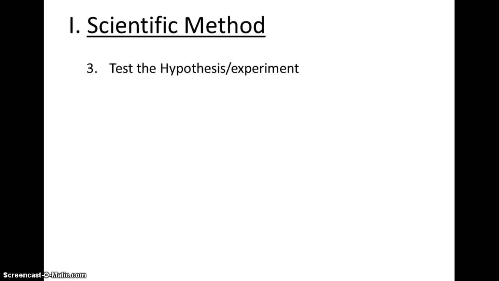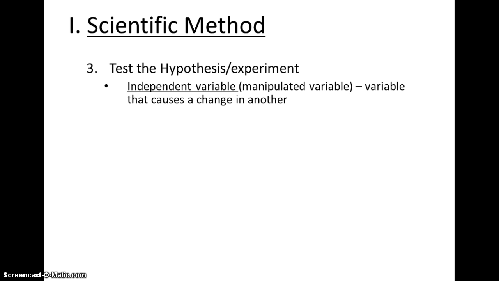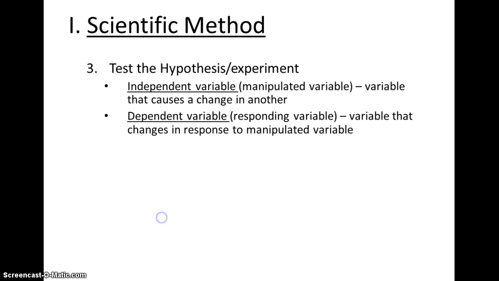When you're testing the hypothesis, you need to make sure you know what the independent variable is. That's the manipulated variable, the variable that causes a change in another. The independent variable is the variable that the scientist changes. Then we have the dependent variable. This is the responding variable. This is the variable that changes in response to the manipulated variable, so it's changing because the independent variable is changing. We'll work more with those in class as well.